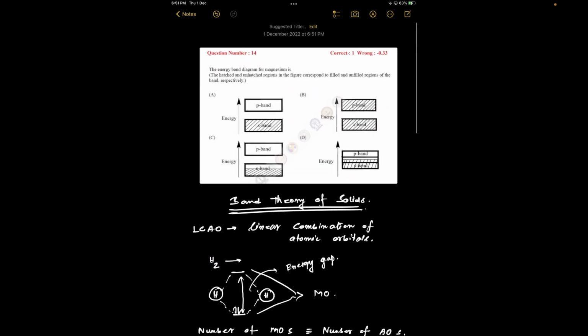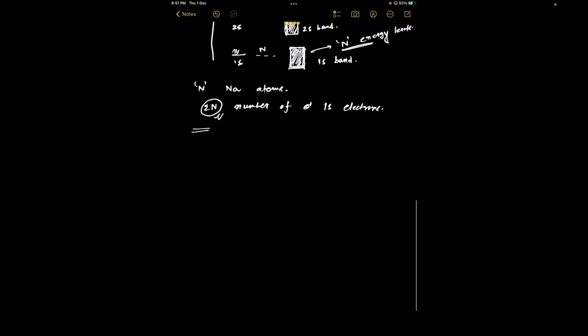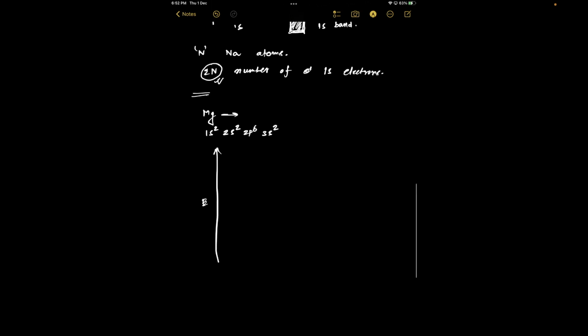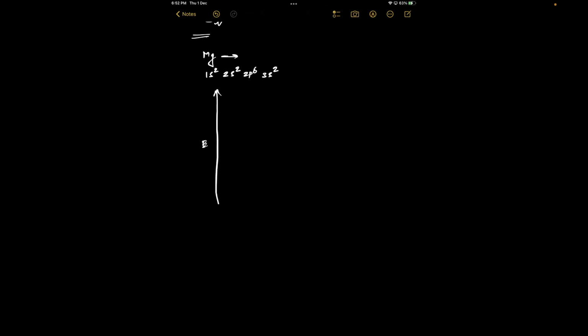And let's get back to our question. In the question, the energy band diagram for magnesium is asked. Now first define the electronic structure of magnesium: 1s2, 2s2, 2p6, 3s2, right, in the magnesium case. So similarly, this is energy. So just consider the 3s and 3p case.